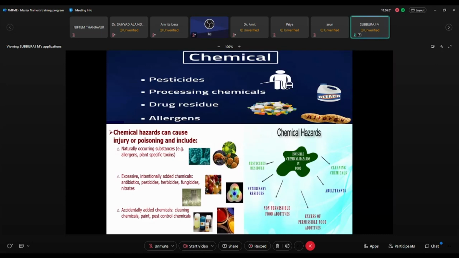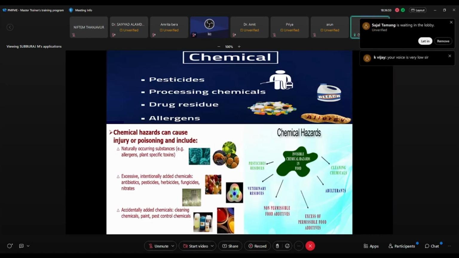Next we are going to talk about toxic metals: lead, cadmium, mercury, arsenic, and cyanide. These are toxic metals and chemical forms that may be present. Sometimes accidentally added chemicals, such as cleaning and pest control chemicals, also get in. Sometimes non-permissible food additives are added. For example, benzoic acid or sodium benzoate: FSSAI has clearly said that above 100 ppm it is toxic to health. Generally, when you enter the industry, they do not measure these things.